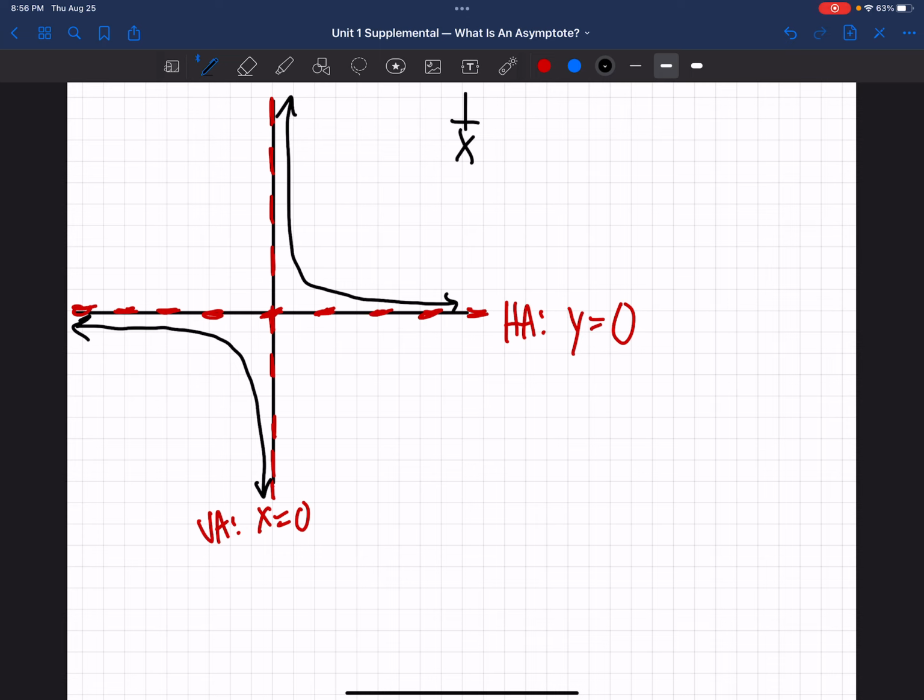Notice, with a lot of my graphs, I kind of plot points, right? Like when I do x squared, that looks like a parabola.